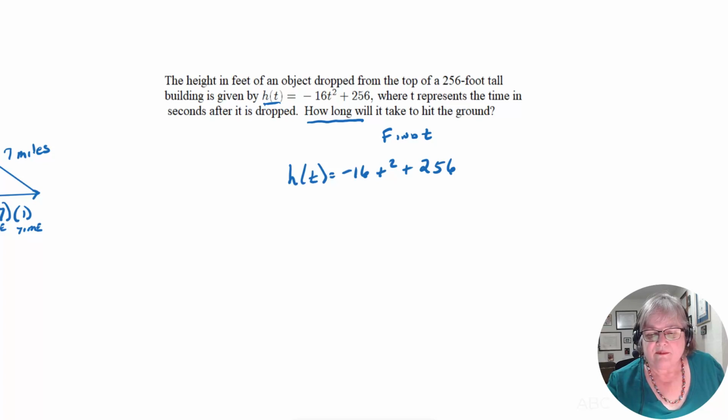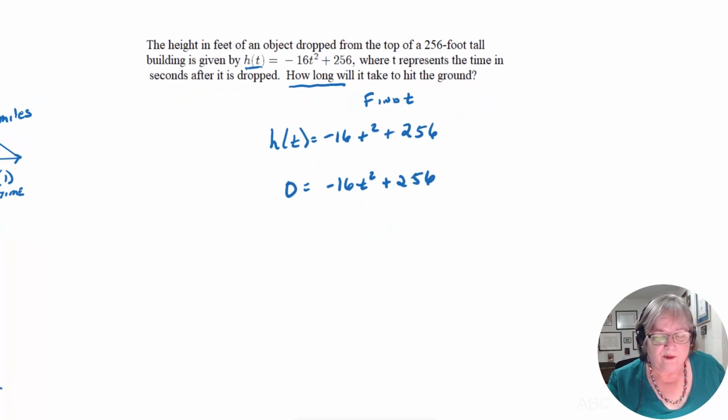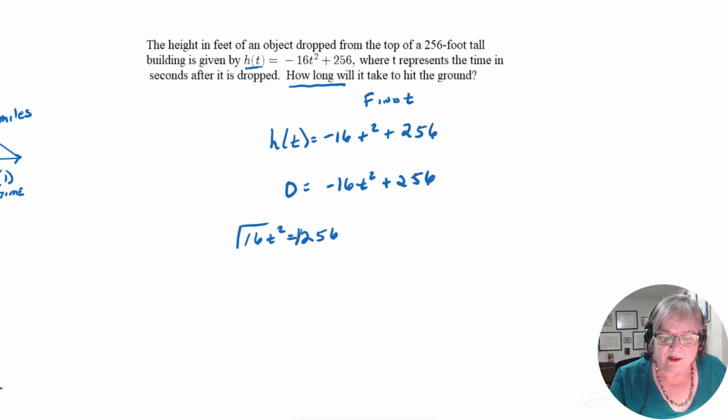Well, if h is the height, what is the height when it hits the ground? Would it be 0 because it'd be at ground level? So 0 is equal to minus 16t squared plus 256. Now you could do this in one of two ways, really. You could say, all right, I'm going to move the 16t squared over here. You could factor this as well. Okay, then I'm going to square root both sides, and I'd have 4t.